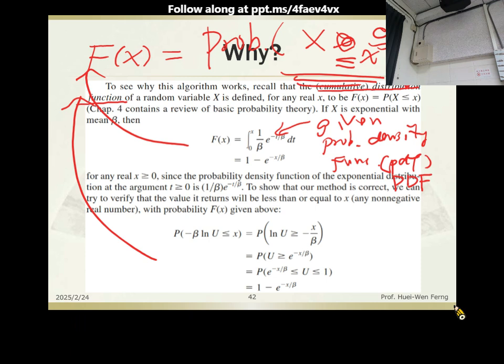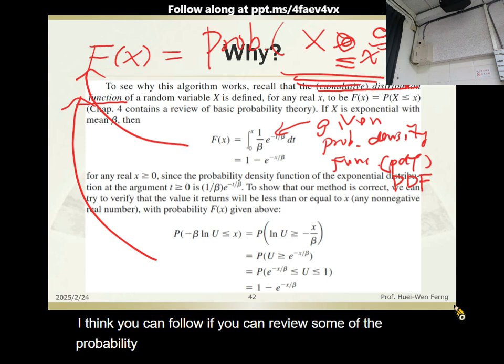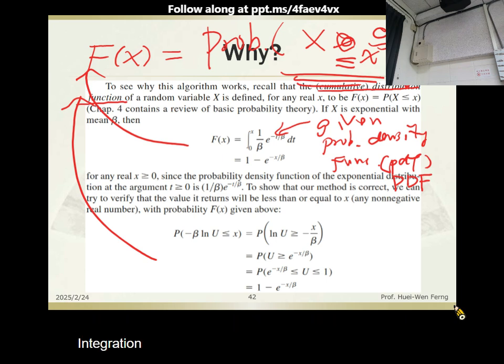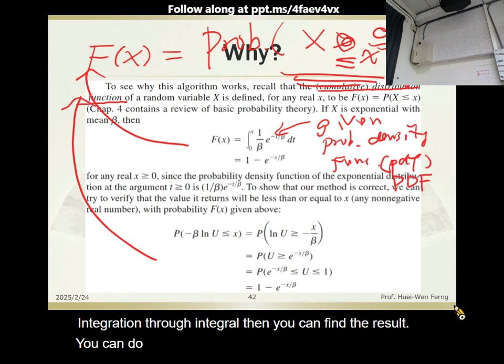I think you can follow if you can review some probability theory. But finally, this is the right result. And this one, you can perform integration through integral, then you can find the result. You can do it first. If you can do it first, then we have the result. Here, I just point out the result.